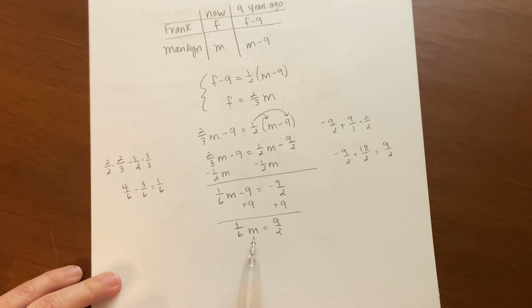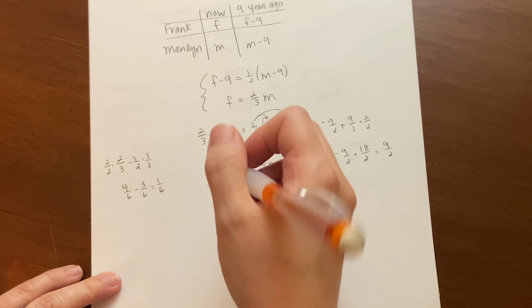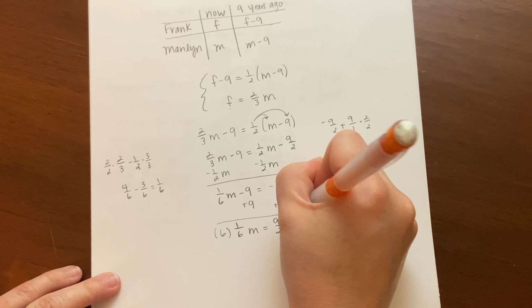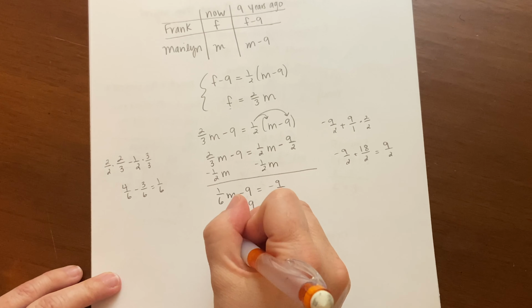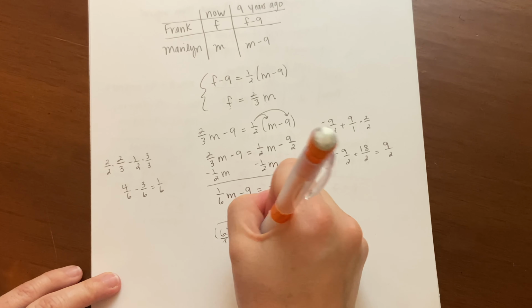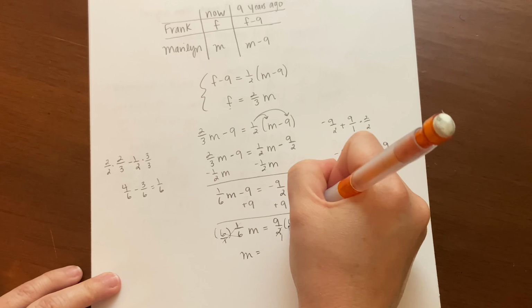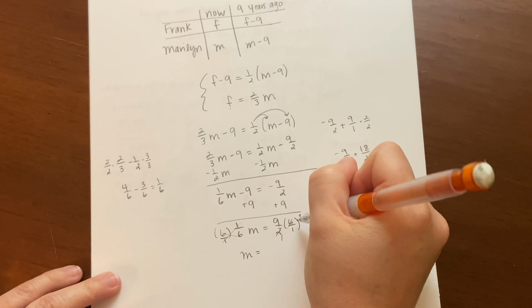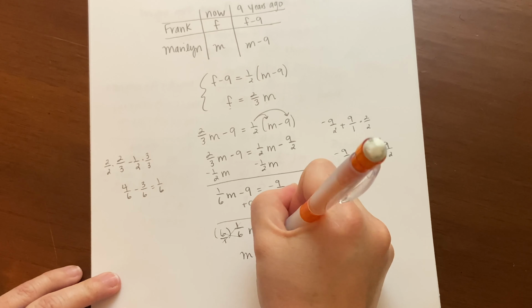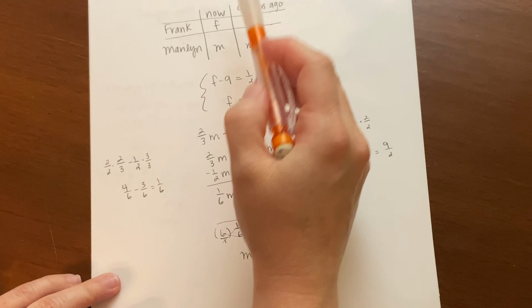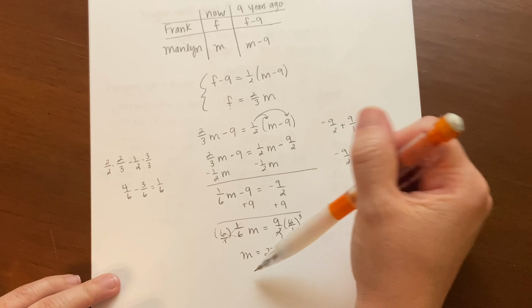Almost there. I want the m by itself. Right now it's being multiplied by a 1/6. I'm going to multiply both sides by the reciprocal. So I'm going to multiply both sides by 6/1. All right, so that will cancel, and I'll have m over here. I have this 2, can reduce this 6 down to a 3, and then 9 times 3 gives me 27. So m equals 27. That means Marilyn's age now is 27.